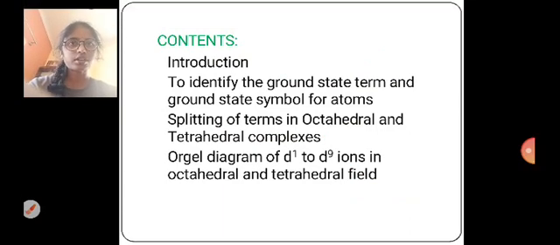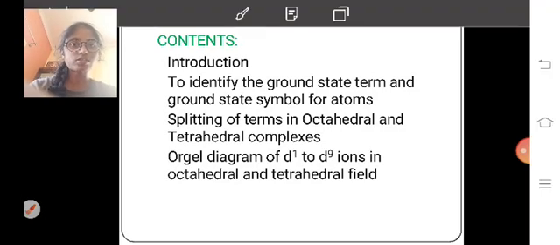Introduction. To identify the ground state term and ground state symbols for atoms, splitting of terms in octahedral and tetrahedral complexes, and Orgel diagram for d1 and d9 ions in octahedral and tetrahedral fields.